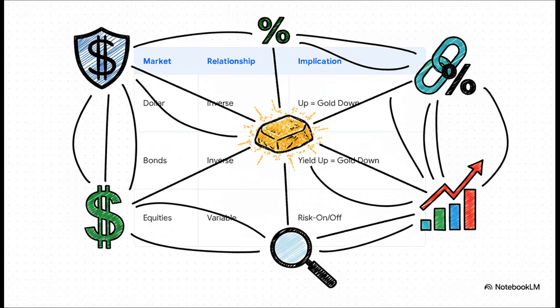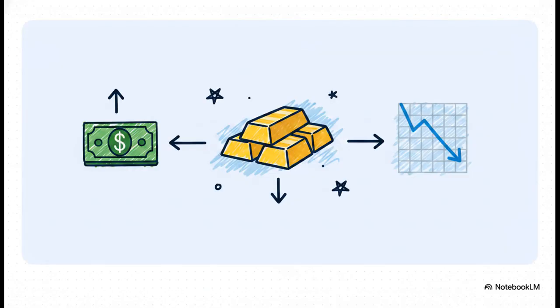You have to understand that when you tug on one of these threads, the whole web vibrates. You can't just look at gold. You've got to analyze the dollar because gold is priced in it. You've got to watch bonds because those yields are the literal opportunity cost of holding gold. And you've got to check the S&P 500 to gauge the market's overall appetite for risk. It's all connected. Let's isolate the most absolutely critical pathways here.